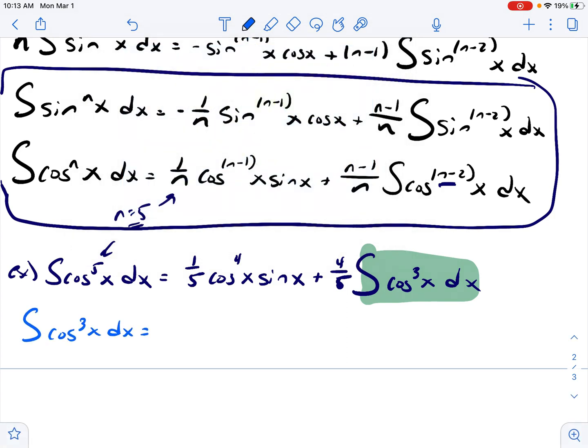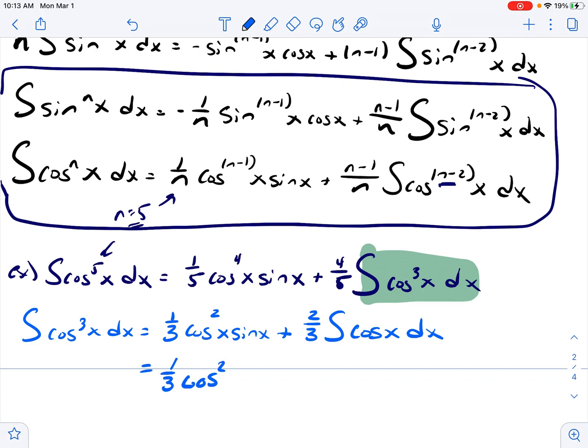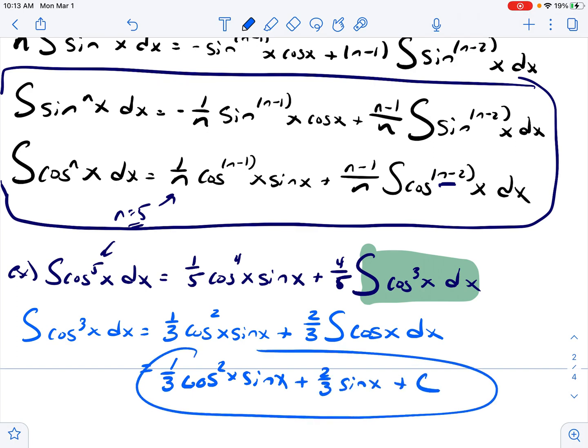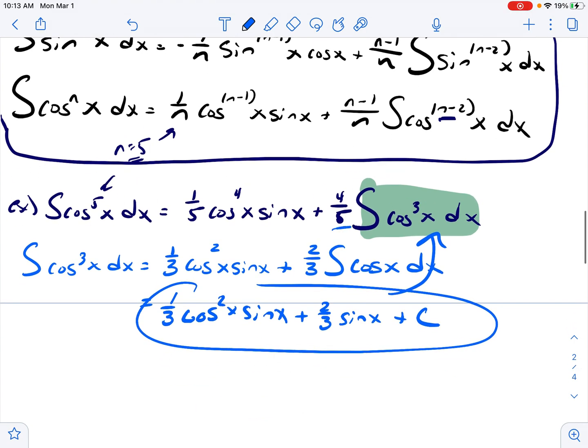So following the formula with n equals 3, 1/3 cosine squared x sine x plus 2/3 the integral, now reducing the power by 2, of cosine to the first. That's something I can integrate. So let's clean this up. 1/3 cosine squared x sine x plus 2/3 sine x plus C. This gets subbed in for that. Don't lose sight of the 4/5 out front.